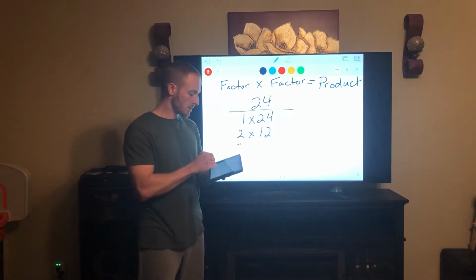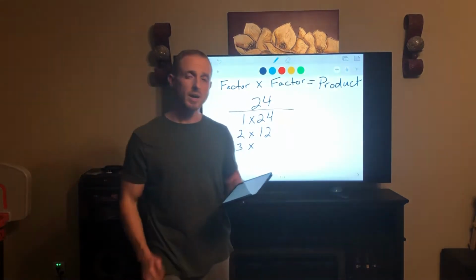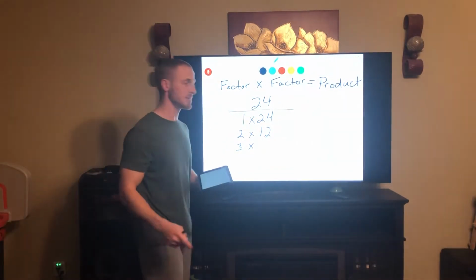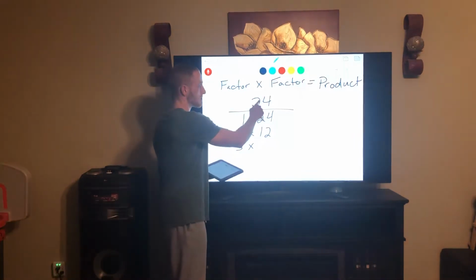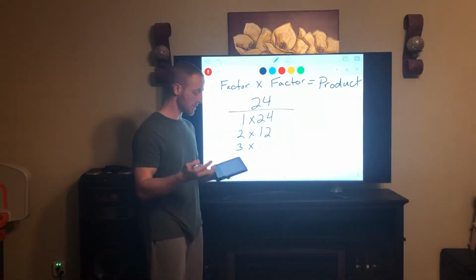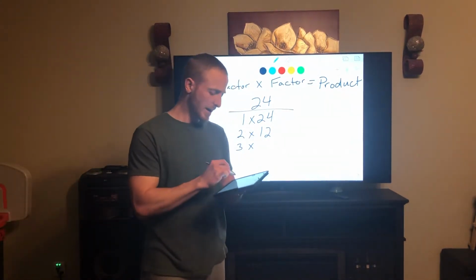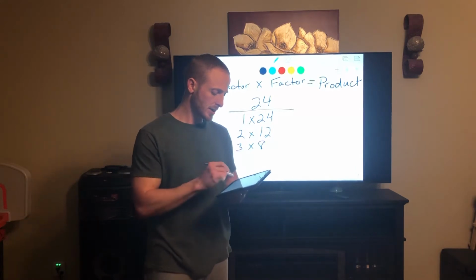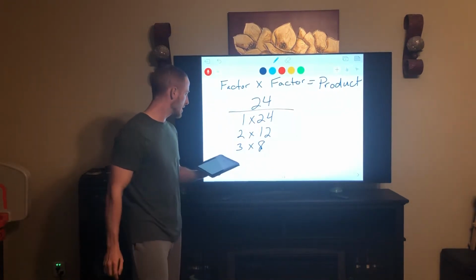Next, I'm going to go down to 3. Is there anything times 3 that I can take to get 24? And the divisibility rule for 3 is the sum of the digits is divisible by 3. So I add 2 plus 4, I get 6. I know 6 is divisible by 3, so therefore I know 3 will go into 24. And I take 3 times 8 to get 24. Okay, excuse my 8 there.